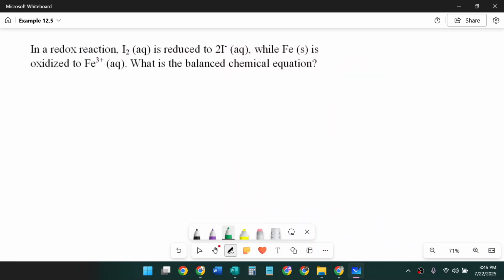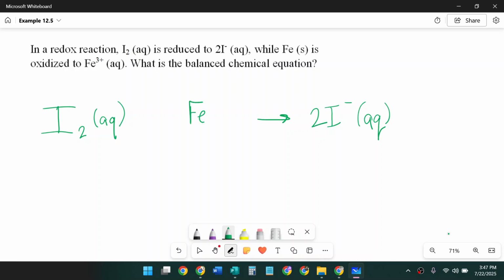It is slow. All right, in a redox reaction, I2 is reduced to 2I-, while Fe is oxidized to Fe3+. What is the balanced chemical equation? All right, so we know that it says I2 aqueous is being reduced. In other words, that's what's happening to it. So that's going to go on the other side of our arrow, while Fe in its solid state is being oxidized to Fe3+.